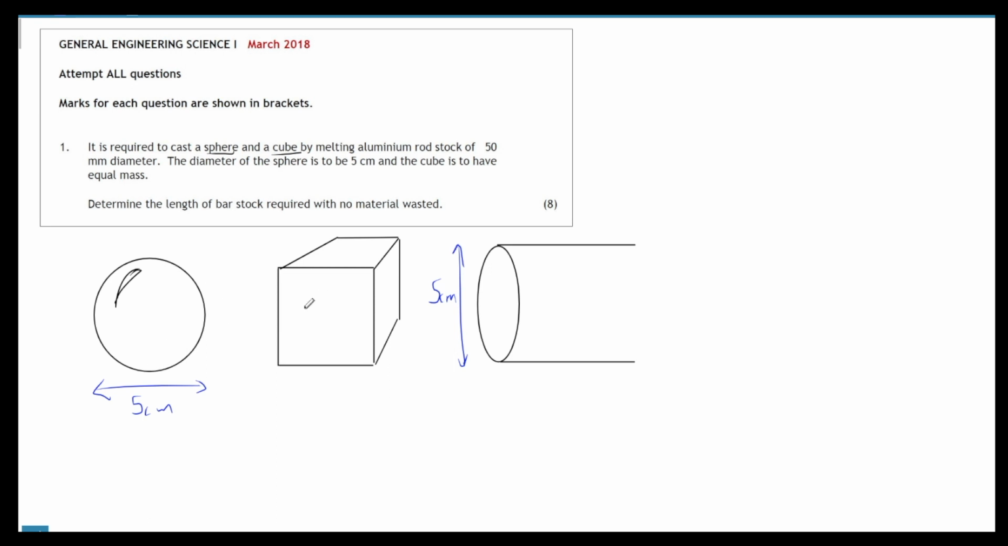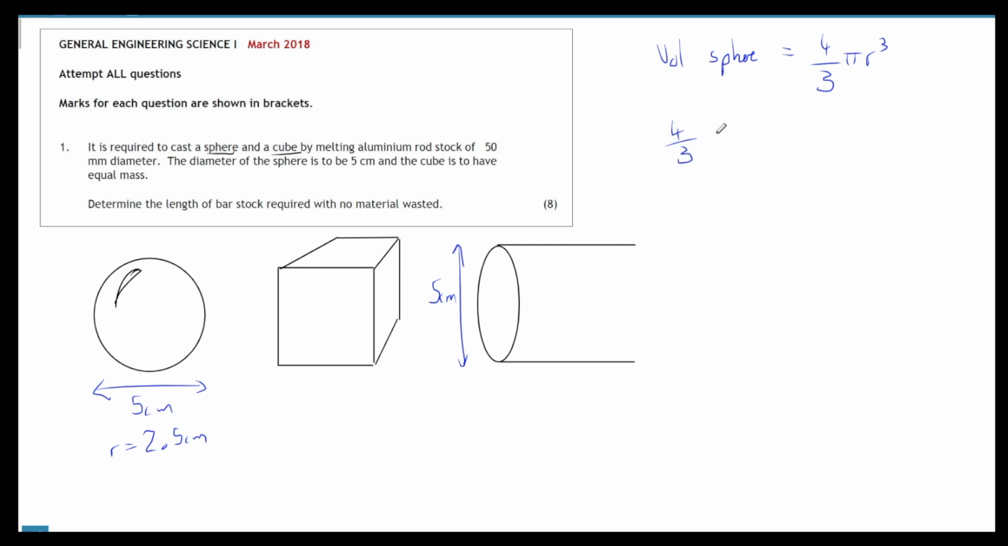I've got the sphere. I need some formulas for volumes of spheres. Let me write that up here. The volume of a sphere, you need to know this one, is 4 over 3 pi r cubed. In order to use that, I need to know what r is. So let me get the radius of this thing. It's going to be 2.5 centimeters. And that's all I need. We can just plug it in.